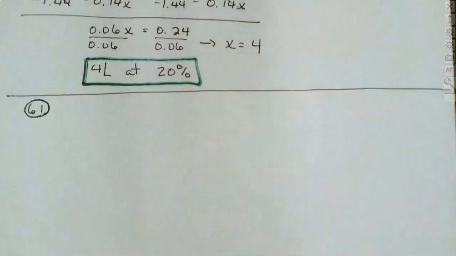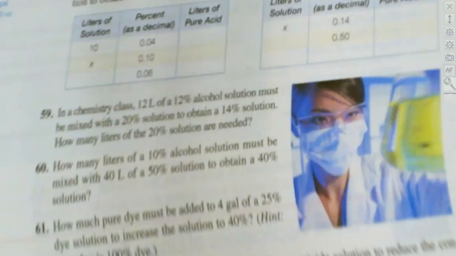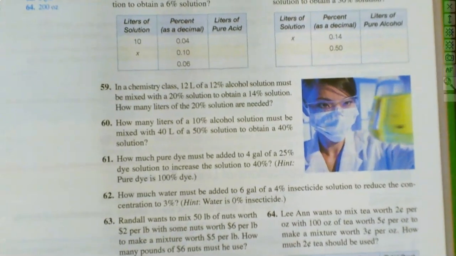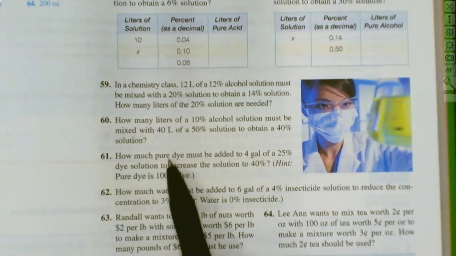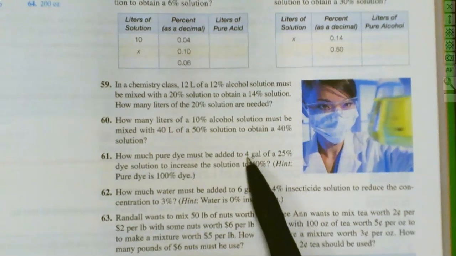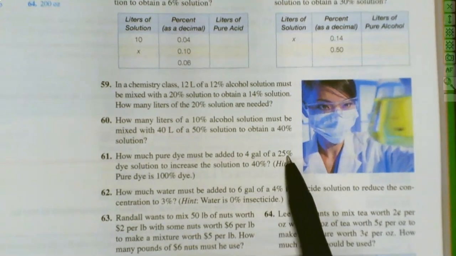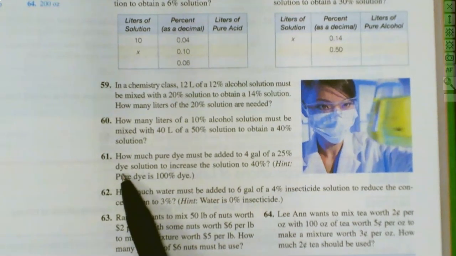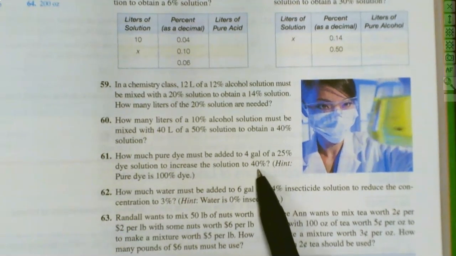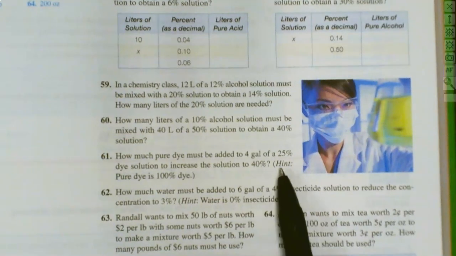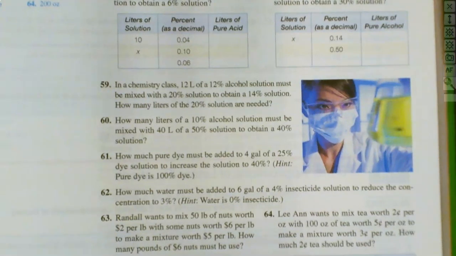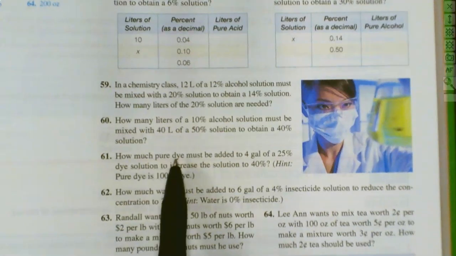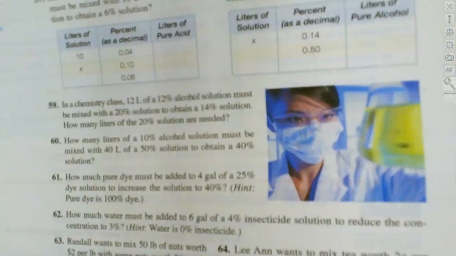We'll read the question, and this one talks about pure dye. Question 61. How much pure dye must be added to 4 gallons of a 25% dye solution to increase it to 40%? And it says right here, hint, pure dye is going to be 100%. So let's see what we've got first. How much pure dye? That's going to go in box 1.